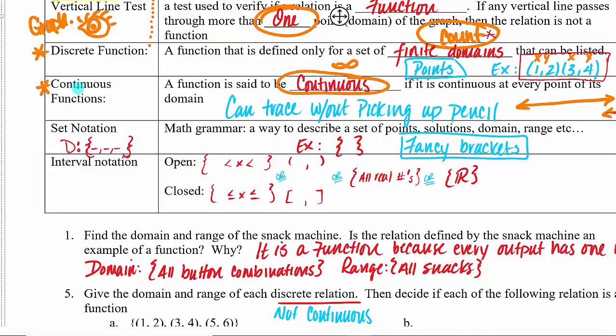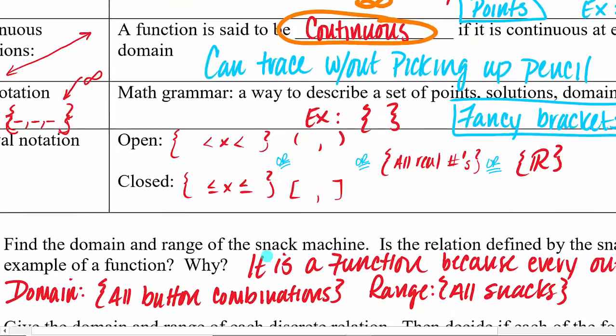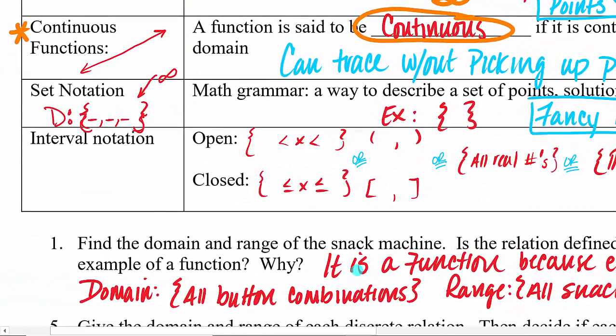But we've got this continuous function, which goes on forever. And I don't know about you, but I really don't want to write an infinite amount of points inside of those fancy brackets. So that's not something we can work with. So for interval notation, we have to use inequalities. And I don't know if you can see this here. I'll blow this up a little bit. We get to use inequalities for interval notation.